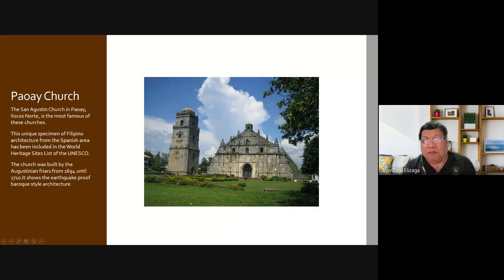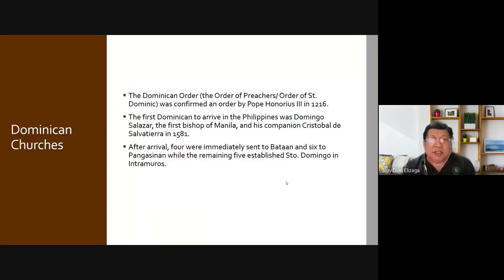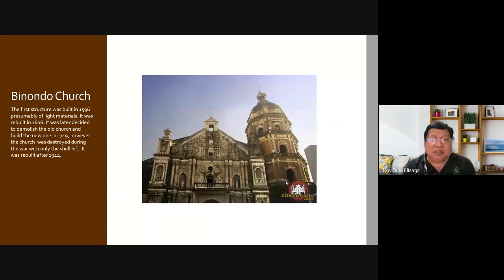If this has to be repaired, UNESCO has to come in. Okay, and they have to bring in foreigners, experts. So some of my professors, for example, in Japan, have been involved in this project. And so the Dominicans, they built the Binondo Church.